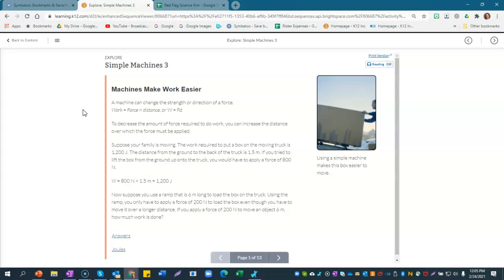So to decrease the amount of force required to do work, you can increase the distance over which the force must be applied. So think about the picture here. You're using a simple machine, rolling the box up the ramp. We've got wheels, we've got a ramp, so that makes it much easier than lifting this heavy box onto the back of the truck. So suppose your family is moving.